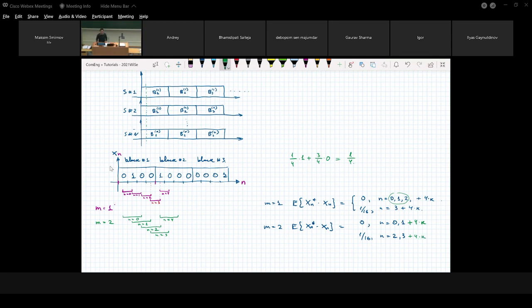And you see why it's called cyclostationary, because the parameters have a specific period, or they are cyclic.